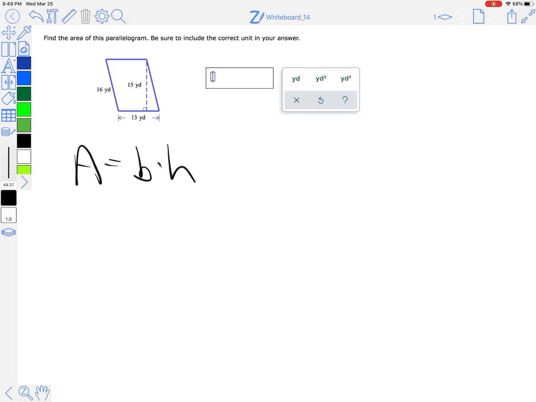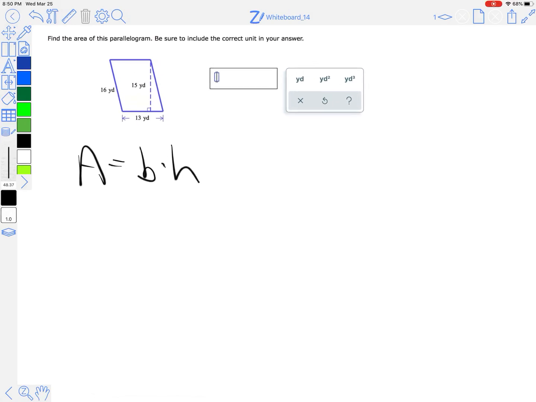All right, I'm going to do a video here to help you guys if you are working on the Alex assignment for finding area of different figures and then some composite figures. First up, I've got right here just finding the area of a parallelogram, and it's not a lot different than finding the area of a rectangle.